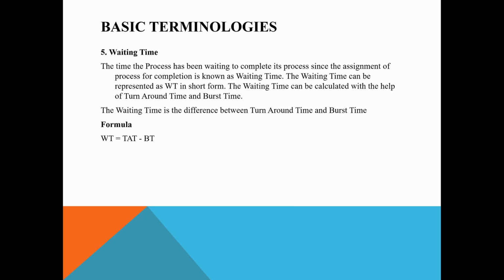The next one is waiting time. How much time the process is waiting in the ready queue to be allocated to the CPU is called waiting time. So the time the process has been waiting to complete its execution since the assignment of the process is known as waiting time. Now let's see the formula for waiting time. The waiting time formula is waiting time equals turnaround time minus burst time.